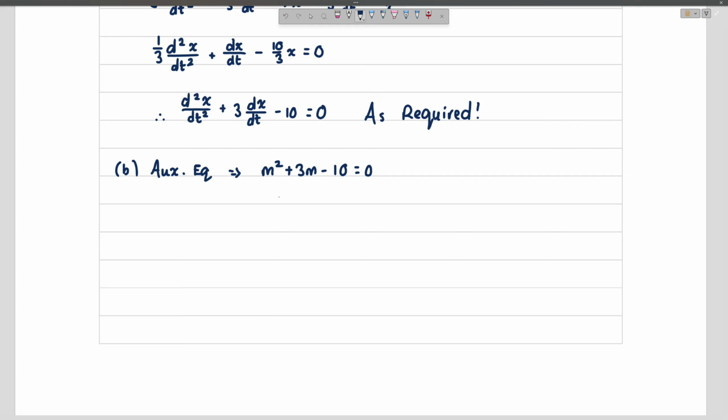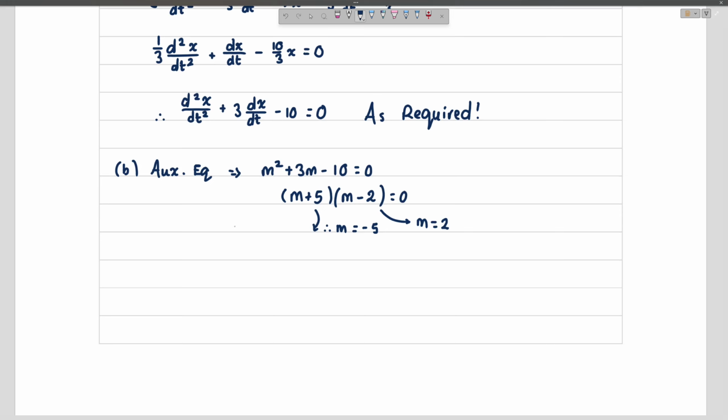So what I get here then is (m plus 5) times (m minus 2), okay? And this here then is equal to 0. So this gives us two solutions. We obtain m is equal to minus 5, and then for this solution here, m is equal to 2.